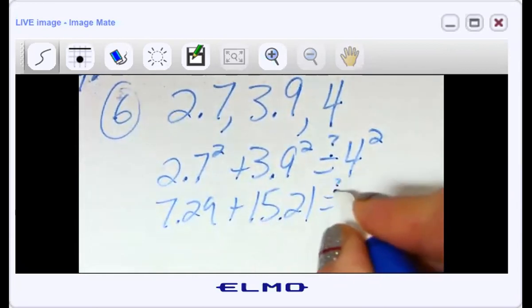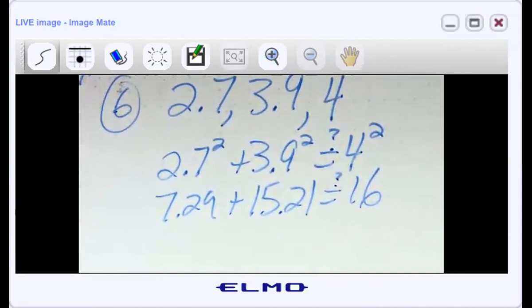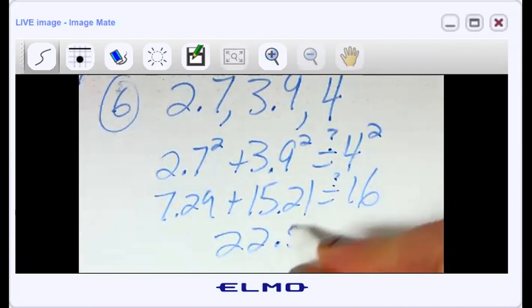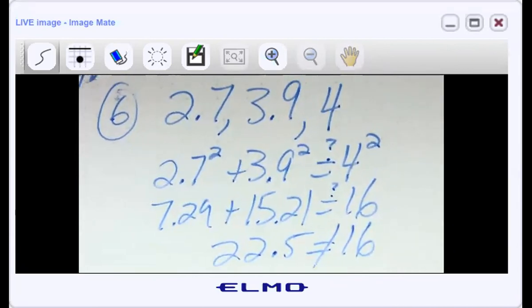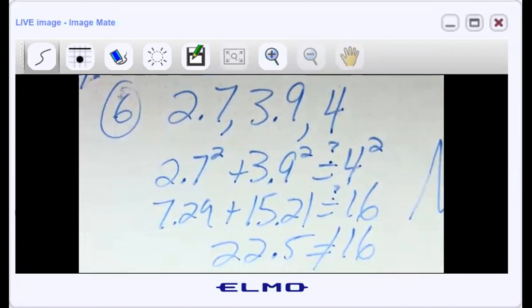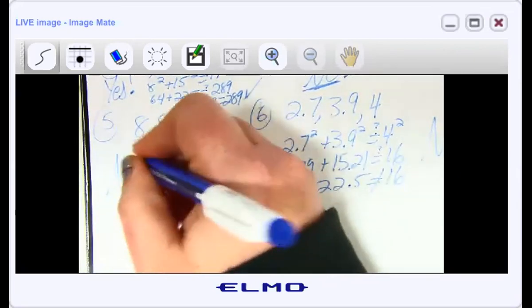And I do know that 4 squared is 16. And I can already tell you that it's not going to be equal. But let's see what I do get. 7.29 added to that, 22.5. So this certainly does not equal each other. So this cannot form a right triangle. So that one is a no. Oh, the last one was a no too. I didn't actually write it though. No.